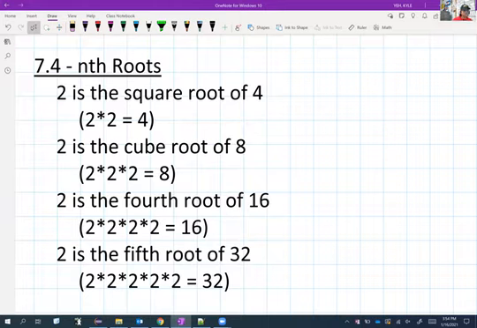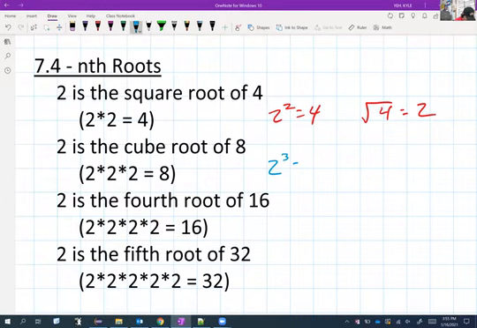It says, okay, nth roots. 2 is the square root of 4, and we know that. That means that 2 times 2 is 4, or we could write that as 2 squared equals 4. So these are somewhat inverse ways of writing it. 2 squared equals 4. Well, then the square root of 4 equals 2. Let's do another one. 2 is the cube root of 8 because 2 times 2 times 2 equals 8. Yeah, we know that. So that means that 2 cubed equals 8. That also means that the cube root of 8 equals 2.